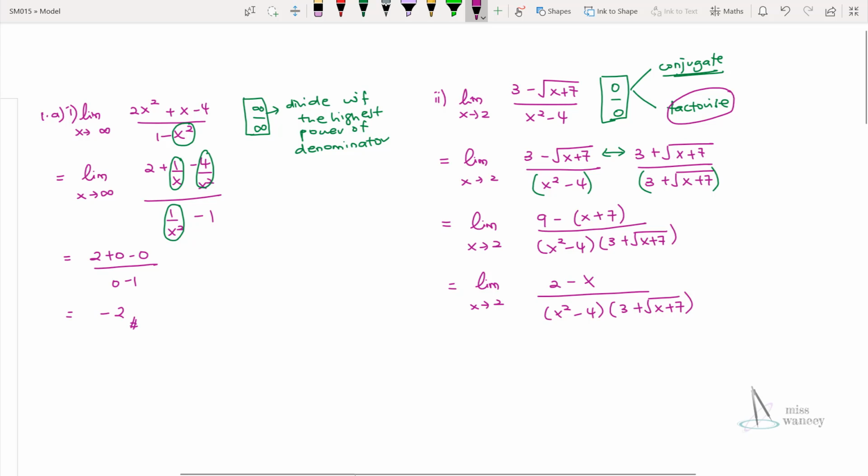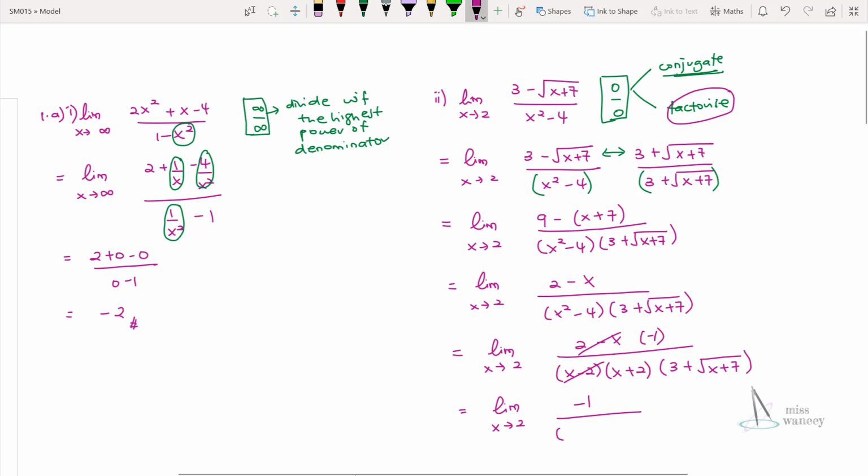Let us factorize x squared minus 4. So this is the limit as x approaches 2 of (2 minus x) over (x minus 2)(x plus 2)(3 plus square root of x plus 7). Now I see something that can be cancelled out, because I have 2 minus x and x minus 2. Those two cancel out, so I will have negative 1. This is simply the limit as x approaches 2 of negative 1 over (x plus 2)(3 plus square root of x plus 7).